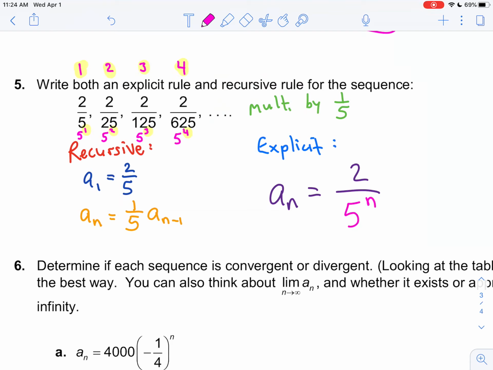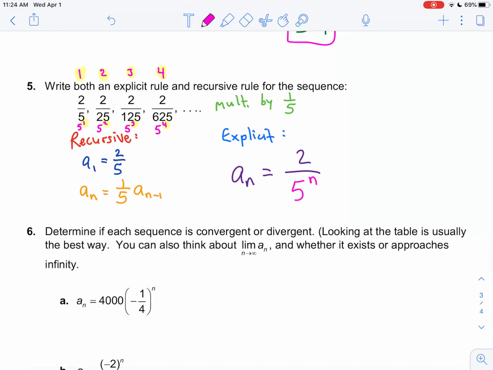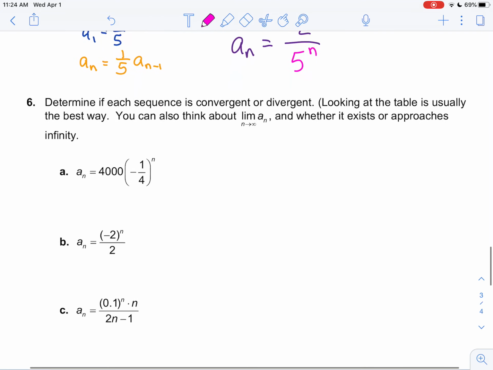So now our denominator, I'll make it match the pink, that's fine, is 5 to the nth power. So if I input 1, I get the first term, input 2, I get the second term, and that works out perfectly. Turns out there's a different answer that you'll probably do once we get to lesson 10.3. But for now, this is a perfect rule, so we're good to go. All right, last problem for this video is back to converging and diverging.